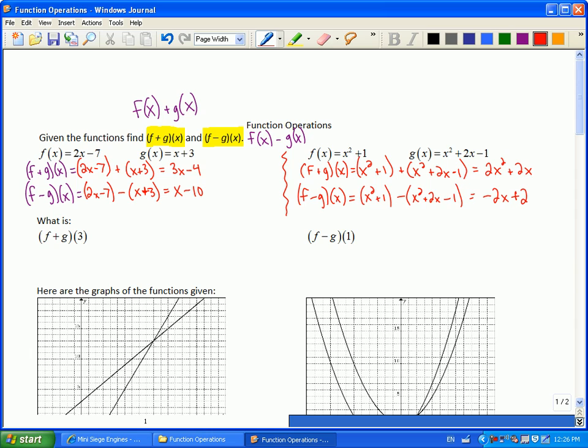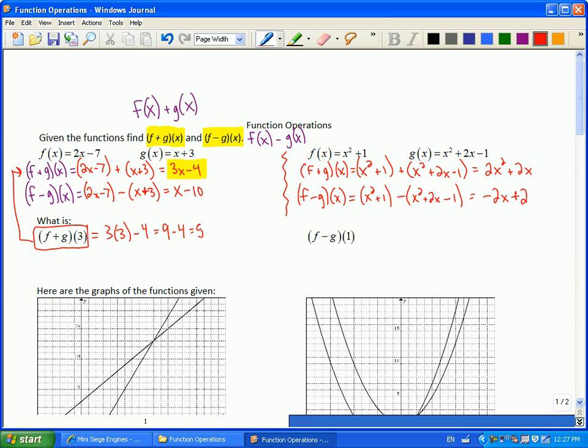Now for this next one, I just want to illustrate that there are two ways to do it when you're asked to evaluate. One way is you could use the new function. If I'm asking for f plus g of 3, I could go back up and say, here is f of x plus g of x. It's already there. So I could just say that's 3 times 3 minus 4. So 9 minus 4 is 5.